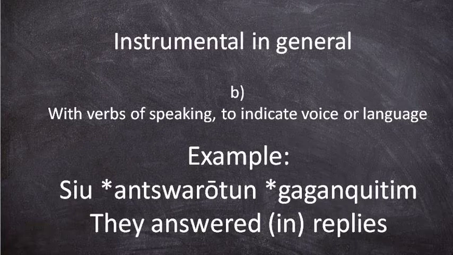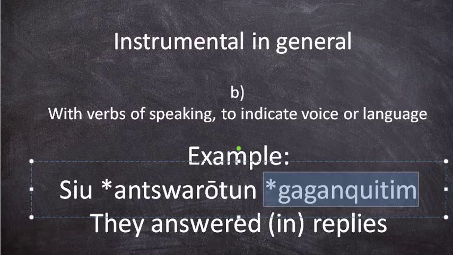Here is our second example of siu ant swarotun gagan quitim. So again, this may look very strange. This is a straight translation, even cognate reconstruction, word for word from Old English into Old High German. So they answered in replies. So where is our instrumental, if you will? Our instrumental is in gagan quitim.